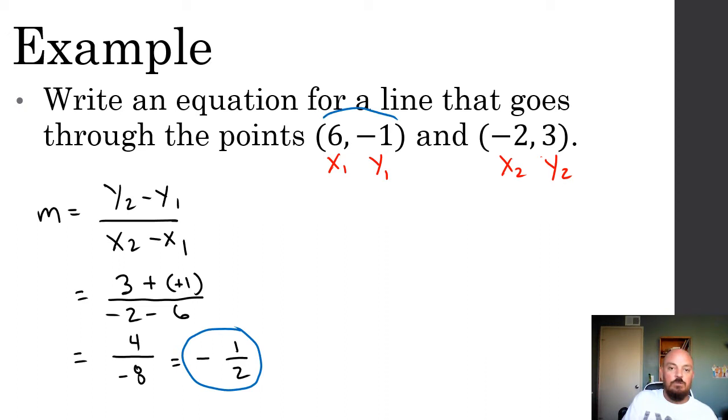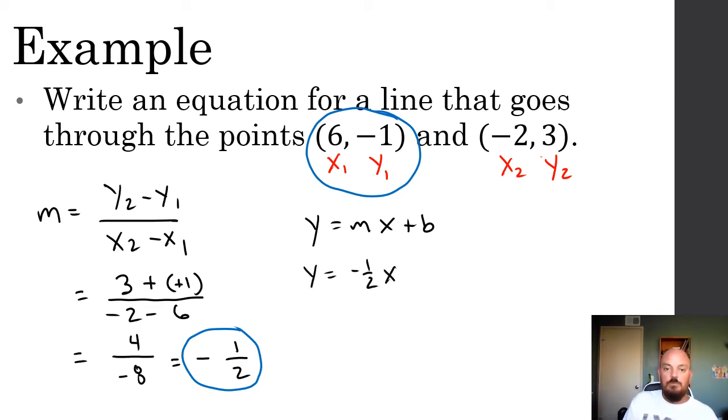I'll go ahead and use the first one. And I'm going to do this exact same thing we did in our first example. I'm going to use y equals mx plus b. And I'm going to put the new slope in that I just found, which was -1/2. And I'm going to say, okay, well, I still don't know the y-intercept here, but I can find it by plugging in x and y.